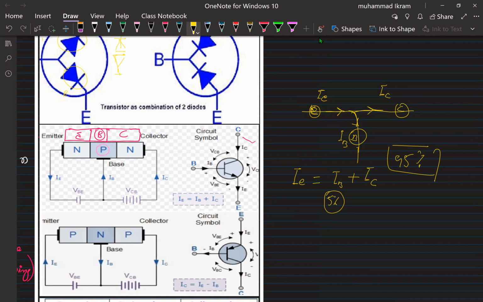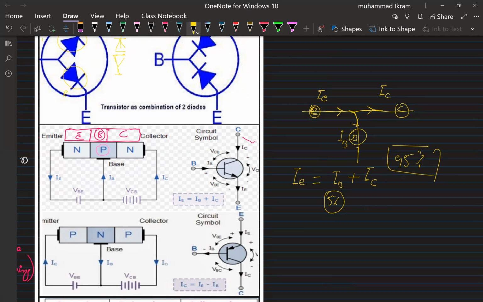Because of its very small size and very thin, lightly doped nature, I told you that only a very limited current flows through the base. Okay, so here you would see it like this.